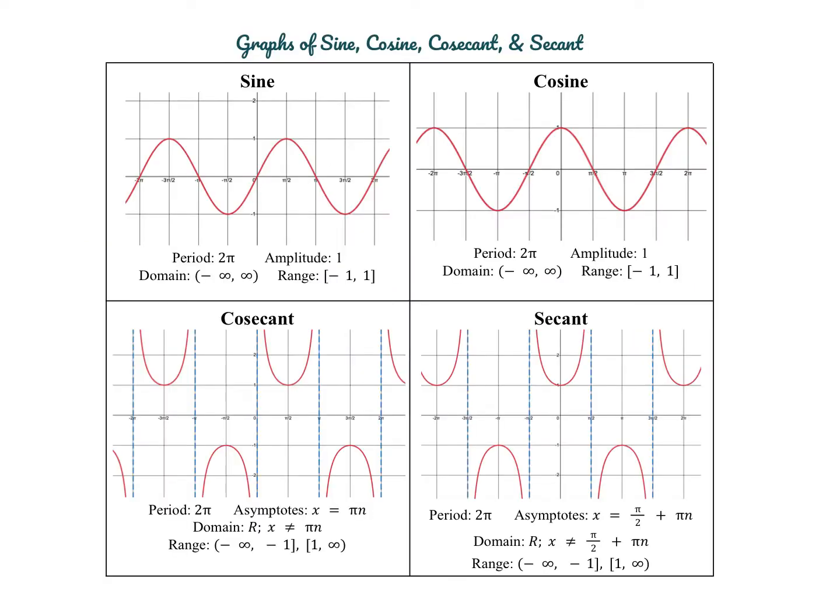Okay, so we are going to start by reviewing all of the graphs of our 6 trigonometric functions. So here you can see I have the parent functions first for sine, cosine, cosecant, and secant, and then we'll look at tangent and cotangent next. So a few important things to remember.